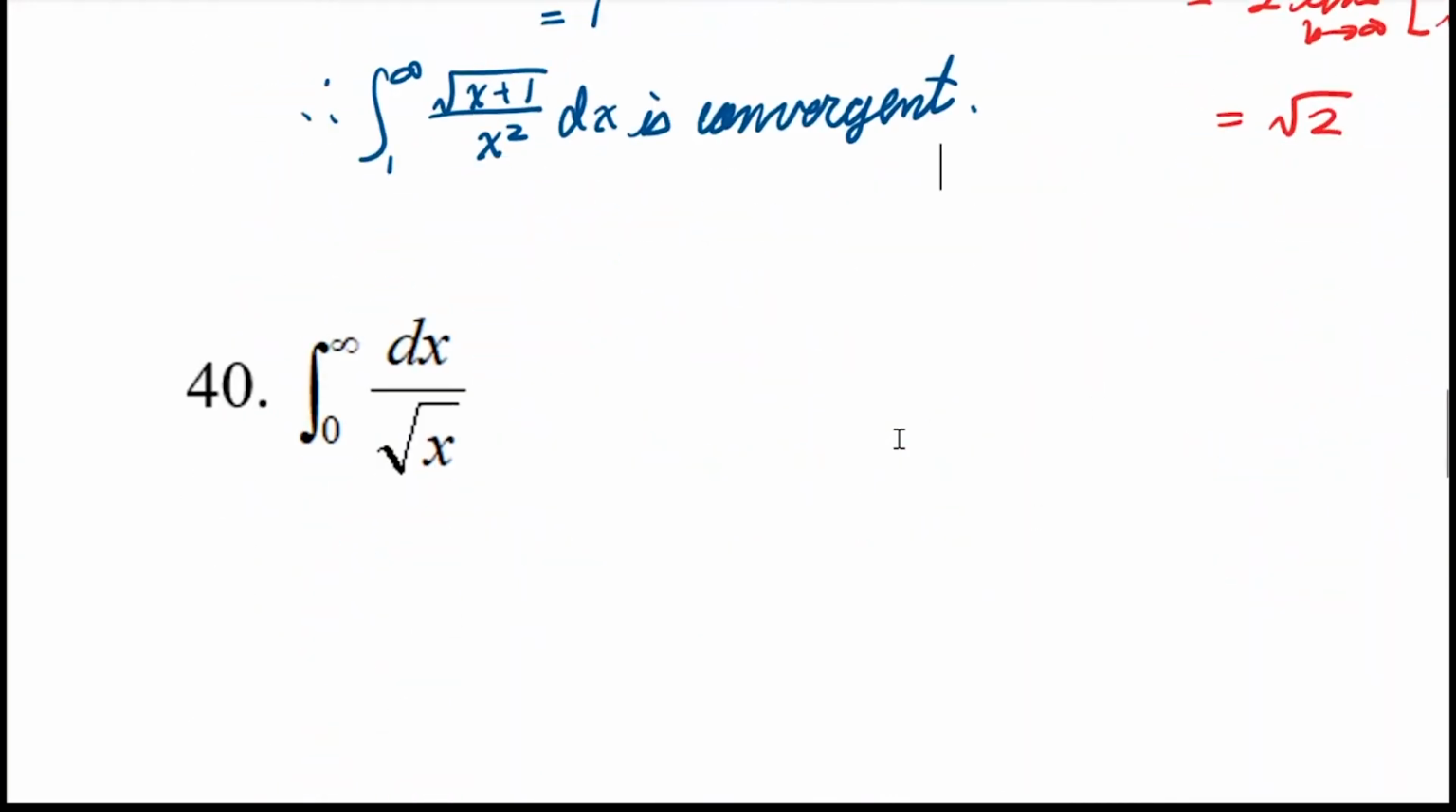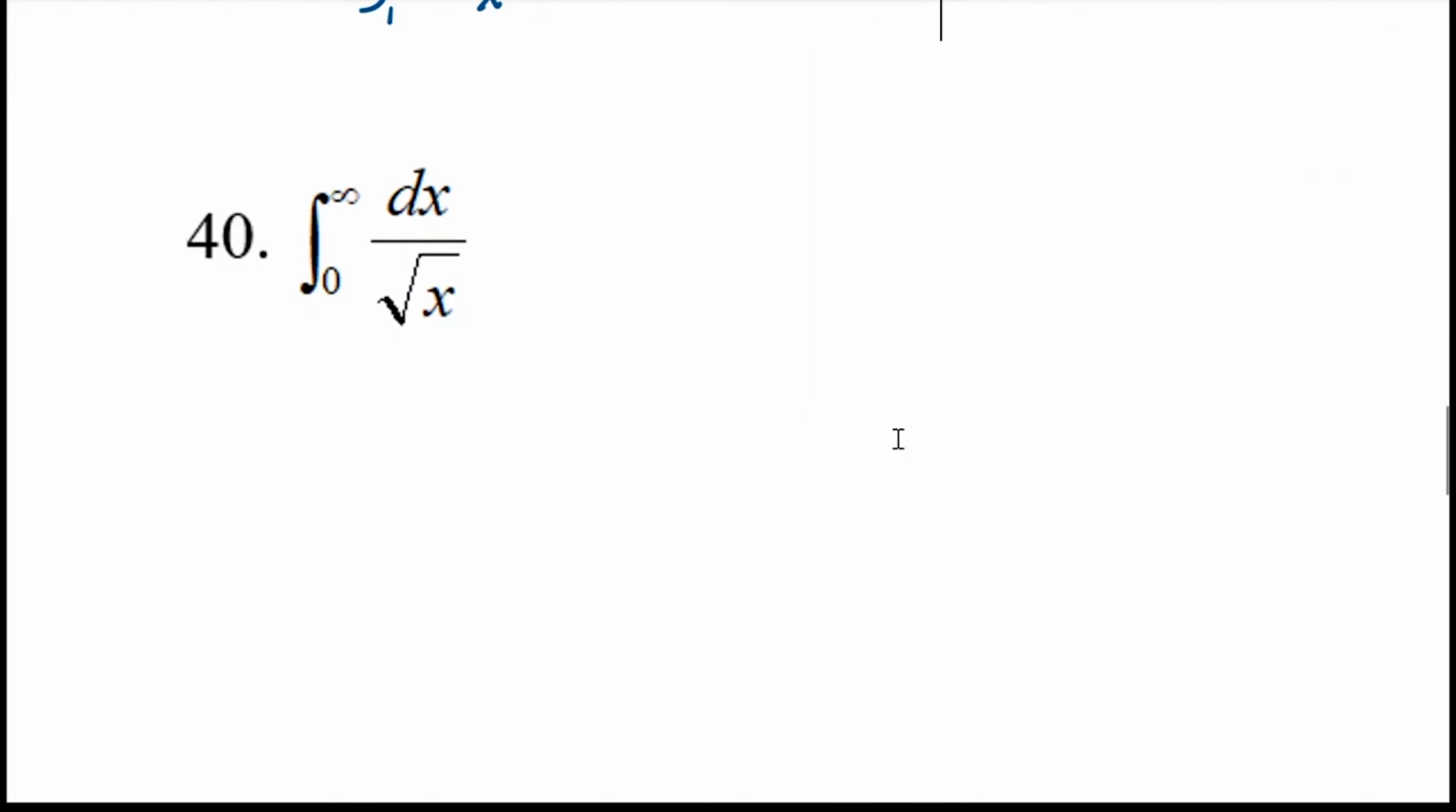Okay, moving on. So number 40. I think we can just integrate number 40. Why? I don't know why we need to do a comparison test. You know what I'm saying? This is an easy enough integral, so why don't we just integrate it?